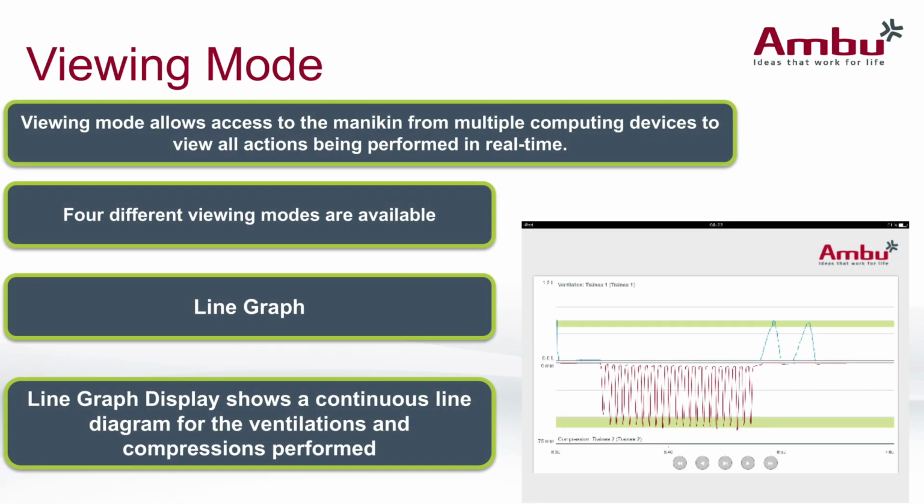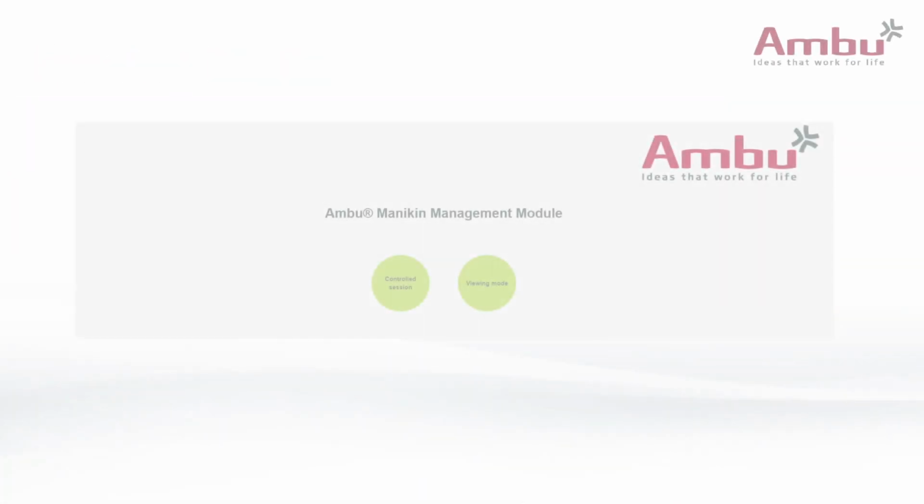This is an example of viewing mode. Viewing mode allows access to the manikin from multiple computing devices such as smartphones, PCs, or tablets. There are 4 different viewing modes available to the trainee. There's a line graph here. The line graph display shows a continuous line diagram for ventilations and compressions being performed. Viewing mode is for trainees to access the manikin from another phone, tablet, or PC. They can view their actions performed on the manikins.